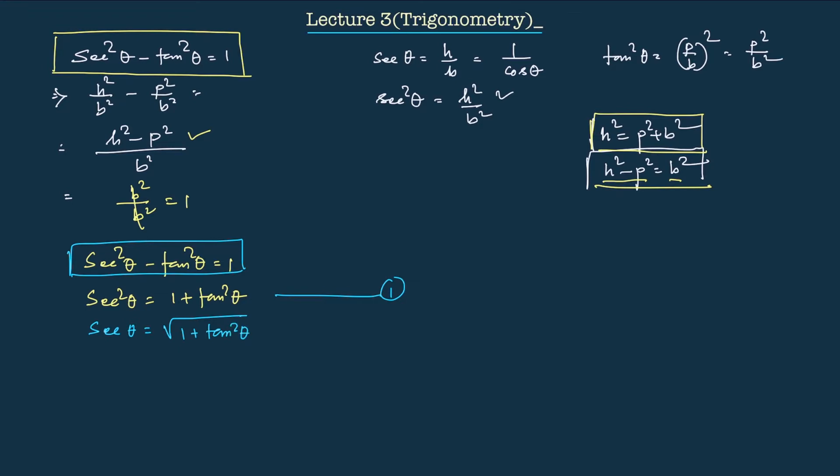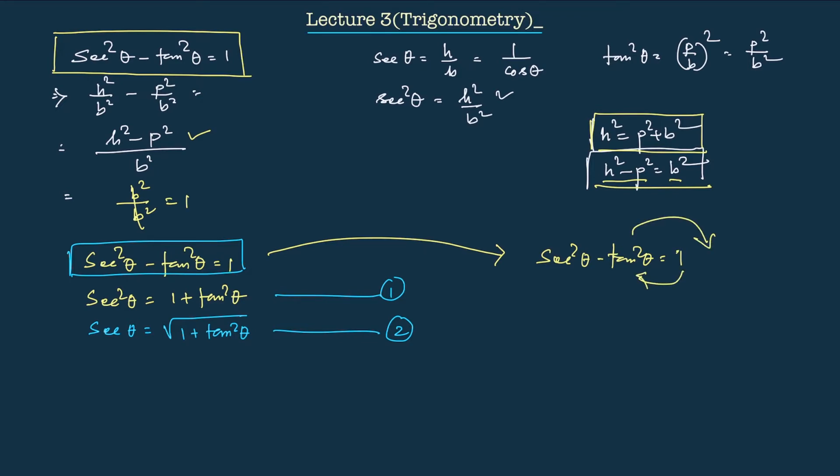Next, this is another formula. Again I'm going to write sec square theta minus tan square theta is equal to 1. Bring tan square theta to the right hand side and the 1 to the left hand side. Plus 1, when it comes to the left hand side, becomes negative 1. So sec square theta minus 1 will be tan square theta. This is one formula. So the square root of sec square theta minus 1 will be tan theta. This is another formula you need to remember.